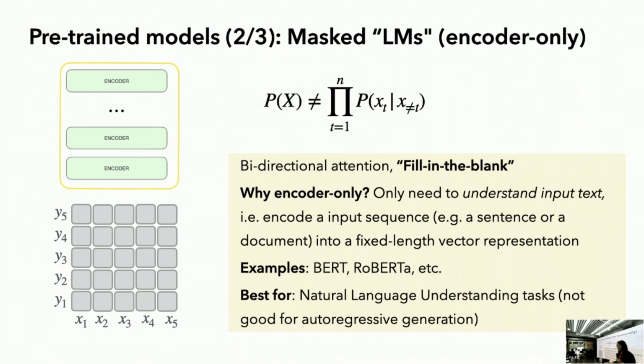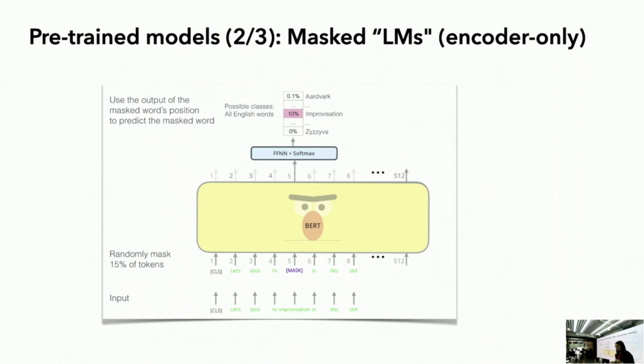This is one of the processes of how you utilize BERT. In the training of BERT, you randomly mask 15% of the tokens and then use the context to predict what's missing, and use this to train together with the next sentence prediction objective. This is still an encoder-only model.